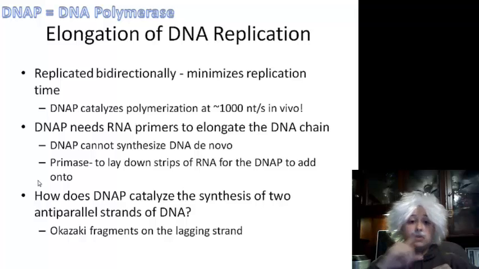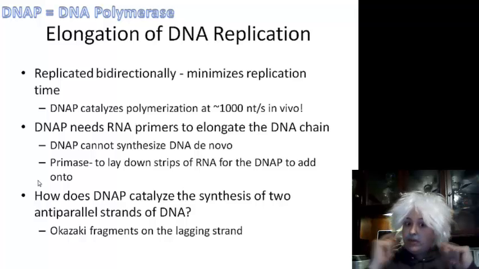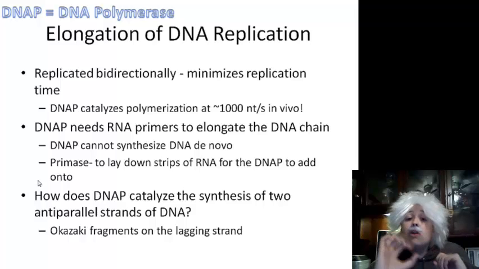Elongation of DNA replication. It replicates bidirectionally. Remember, bi means two, so in two different directions, and this minimizes the replication time. The DNA polymerase catalyzes polymerization at 1,000 nucleotides per second in vivo, which means in nature. That is very quick. The DNA polymerase needs an RNA primer to elongate the DNA chain. Like I said, it cannot start from nothing. It must have something to add on to.